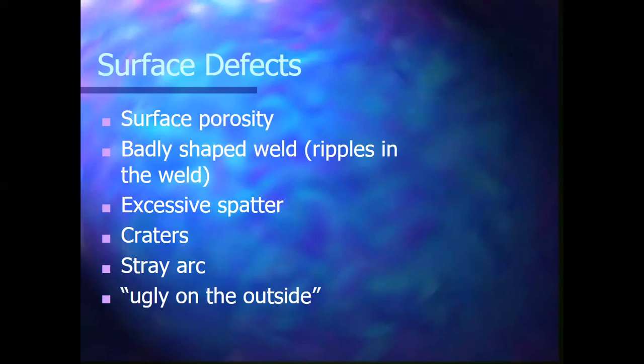Stray arcs. If you're working with stick and you've got a passive helmet and you're just taking the rod and tapping everything in sight, and you got all these little spots that look like acne all over your weld, that is a defect, because that can actually harden the steel and create cracks eventually if it's under a lot of stress.